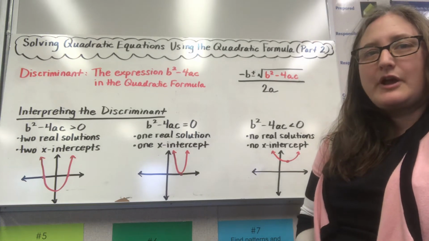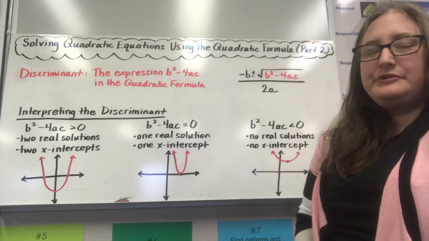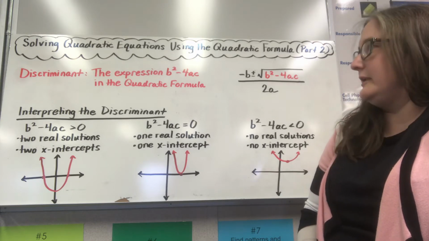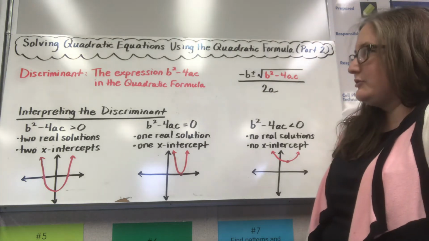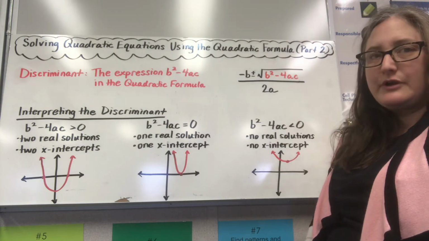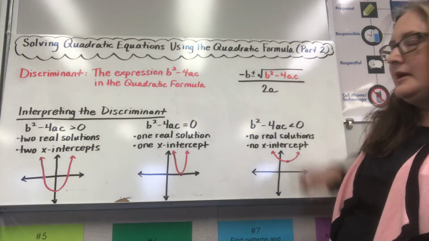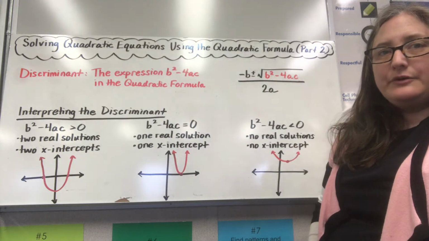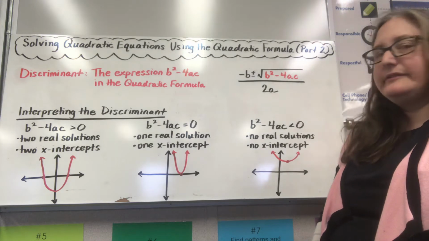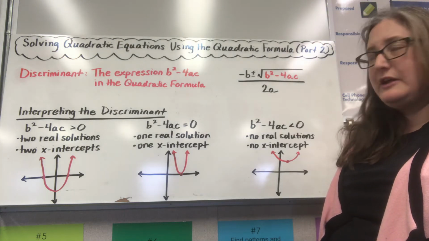This is Solving Quadratic Equations Using the Quadratic Formula, Part 2. So today we're going to talk about the discriminant. When we say the discriminant, we're talking about the b squared minus 4ac part of your quadratic formula. So this piece right here in red. When we figure out the value of the discriminant, it tells us some important things about our quadratic equation.